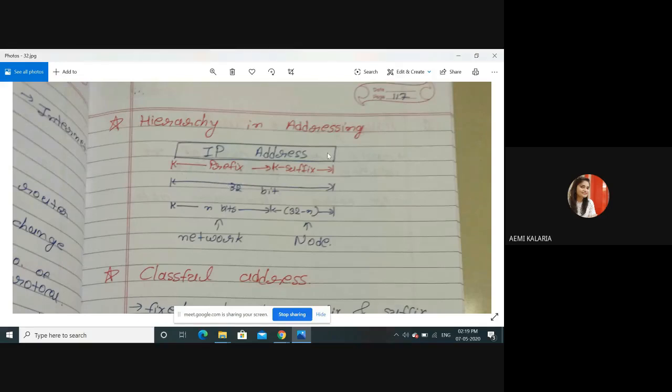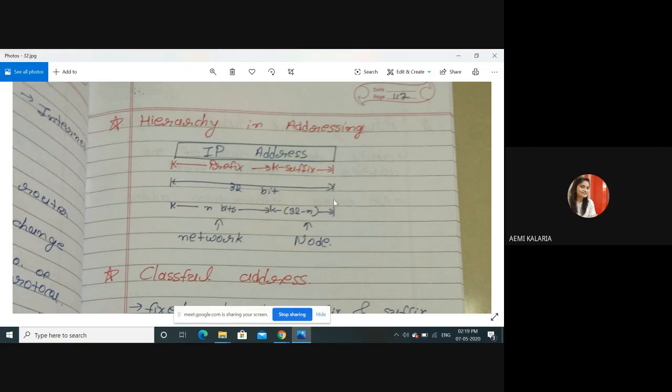This is prefix and this is suffix. It means mostly it is divided in two parts. What do you mean by prefix? Prefix means network ID address. It represents how many total networks are possible due to this address.